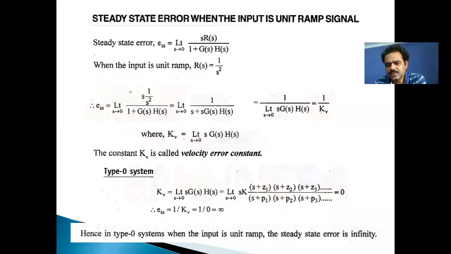Okay, so steady state error becoming infinity means it is, strictly speaking, an uncontrolled system. We cannot control it; its value is infinity when the input is a unit ramp input for a type 0 system. The error constant is 0, the steady state error is infinity. Please note all this. Velocity error constant.